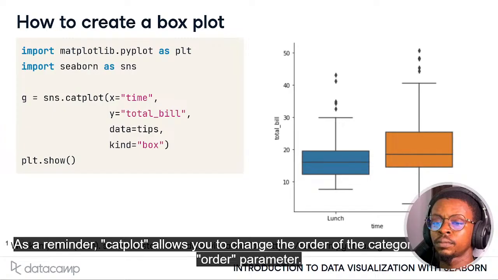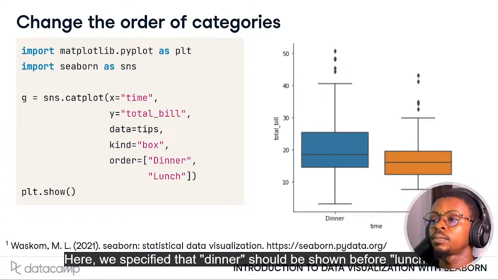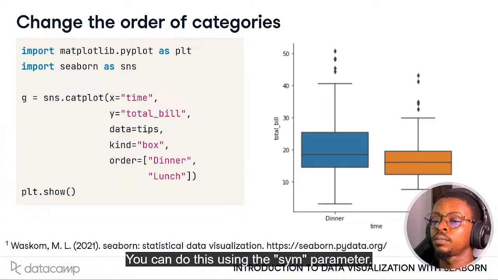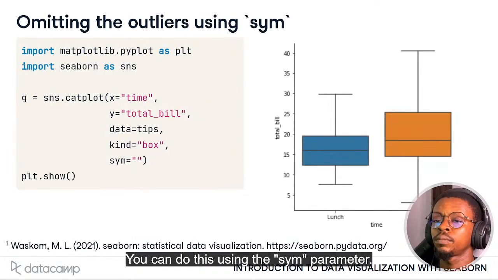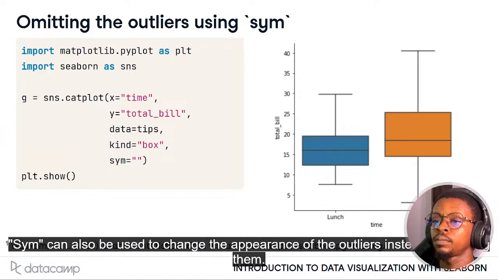As a reminder, catplot allows you to change the order of the categories using the order parameter. Here, we specified that dinner should be shown before lunch. Occasionally, you may want to omit the outliers from your box plot. You can do this using the sym parameter. If you pass an empty string into sym, it will omit the outliers from your plot altogether. Sym can also be used to change the appearance of the outliers instead of omitting them.